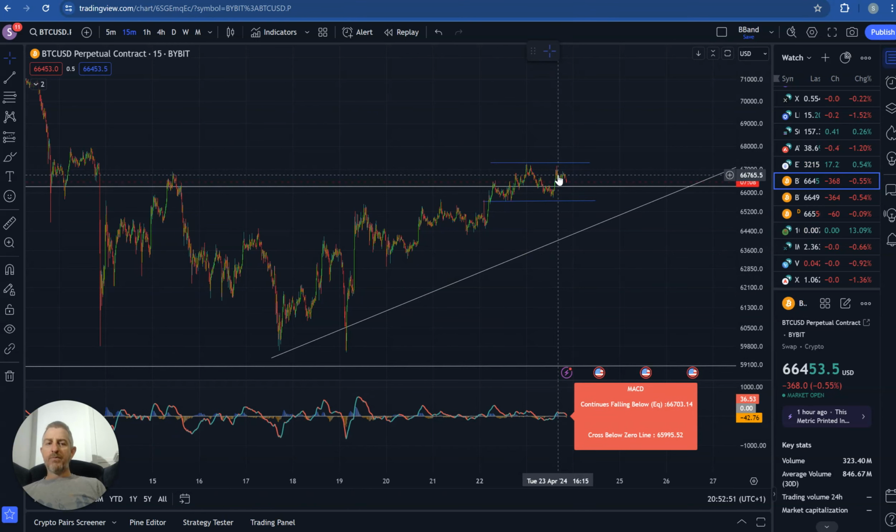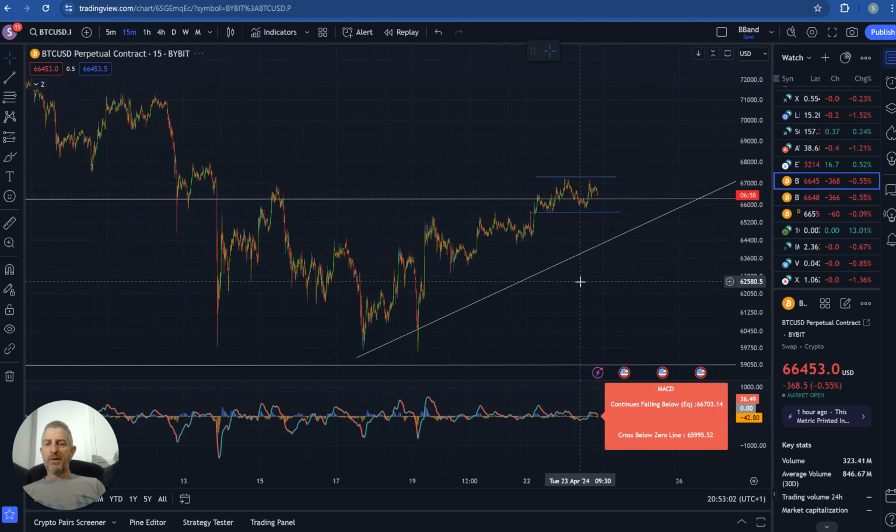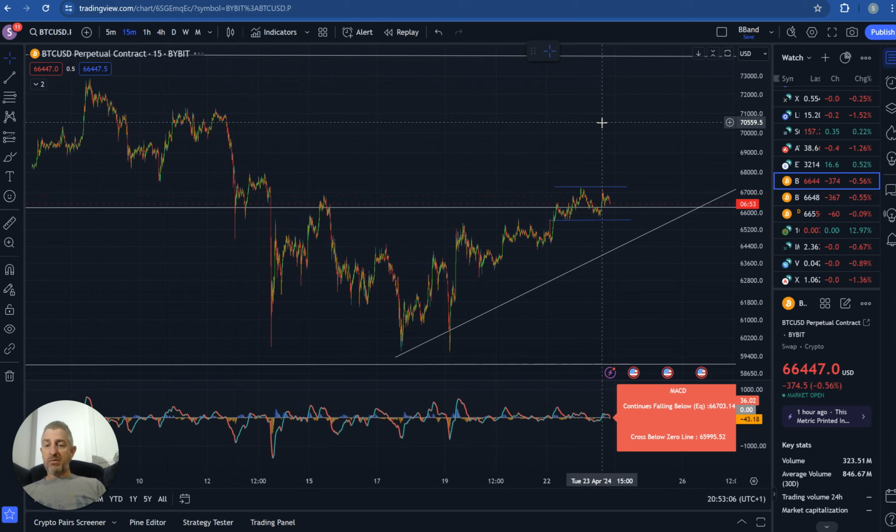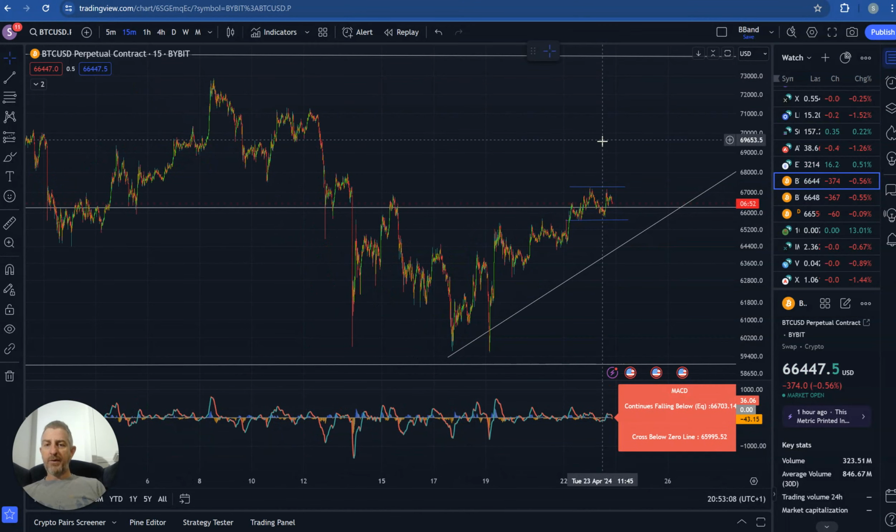Upon breaking to the upside, it's going to secure its place more within the top of the range, and therefore give more evidence that this upside move has more juice. Effectively, it's got more to give.